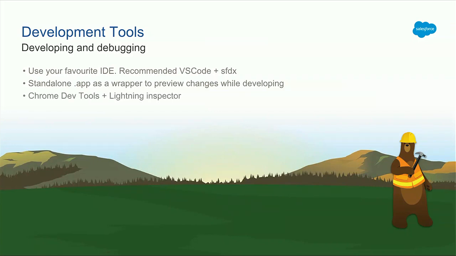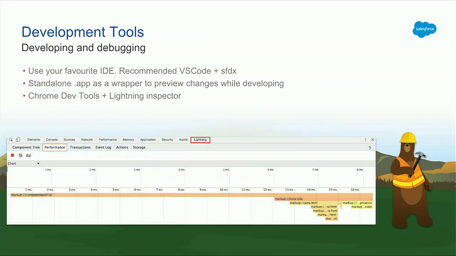For debugging, the best tools are the Chrome DevTools. Additionally, you can install the Lightning Inspector, which is actually a Chrome extension that will display some new tabs and give you some more information, like, for example, the component tree, the fired events, or the server responses. And finally, you can also install a JavaScript linter plugin for the developer console.